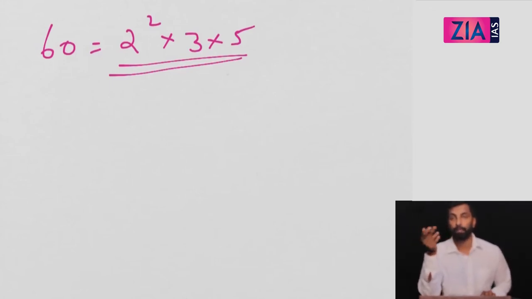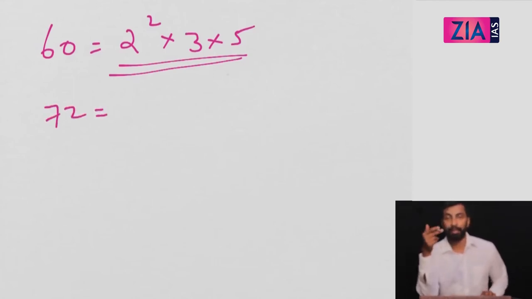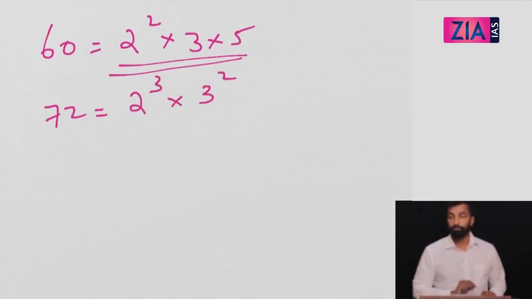4 is 2 into 2. So your answer is ready. What about 72? So how will you think? You need to take it in this way. 8 into 9 is 72. And 8 is 2 cube, 9 is 3 square. That's it.